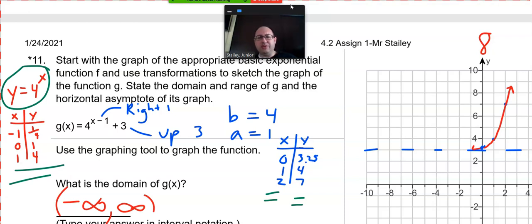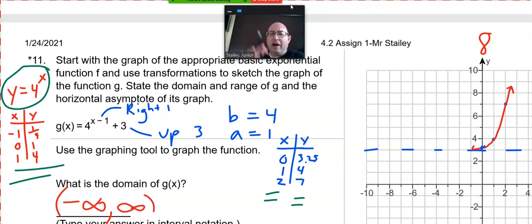Now you don't have to do it this way. If you just want to plug in negative 1, 0, 1, but you're going to get some weird numbers. So that's why I did what I did. I took the original ones and then I shifted them. And you'll see the picture I got. Now you won't have to do anything like that on Math Excel.